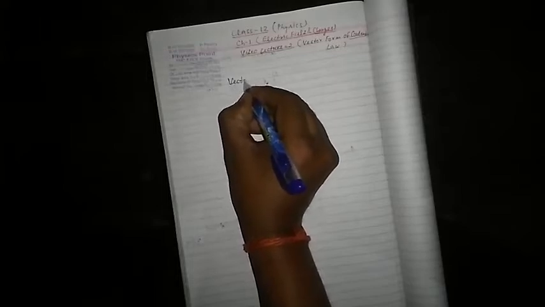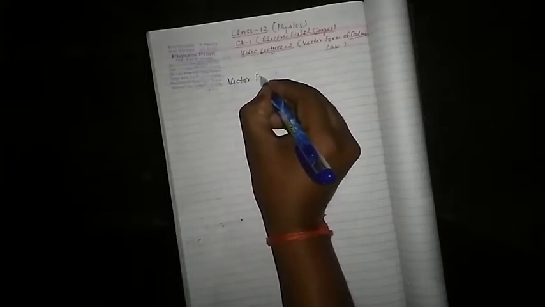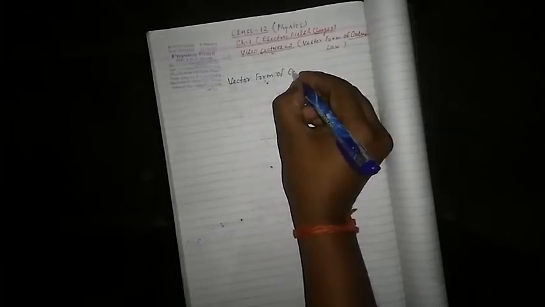Hello everyone. This is the second lecture, class 12th physics, chapter electric field and charges. Today we will discuss the vector form of Coulomb's law.